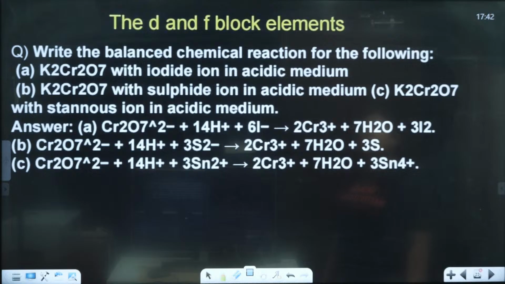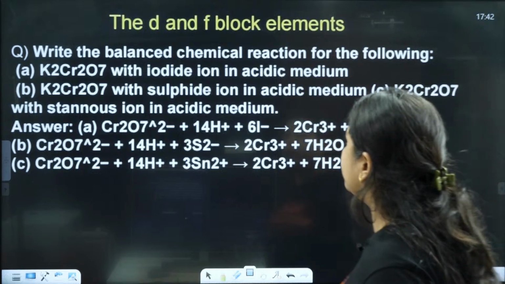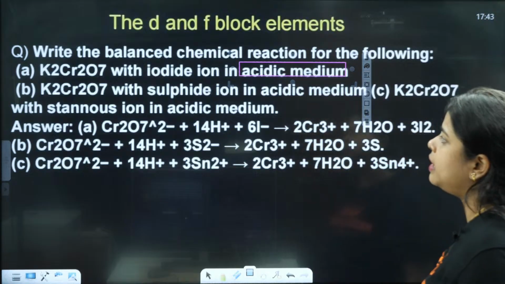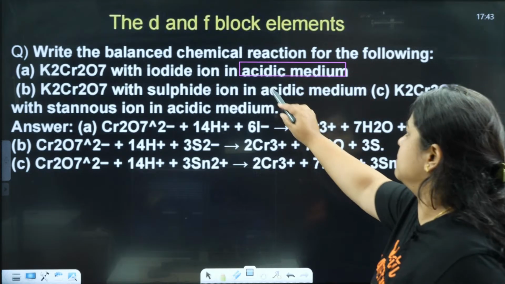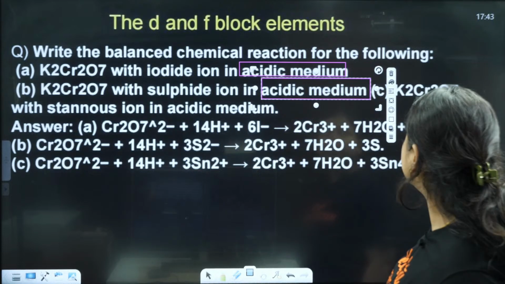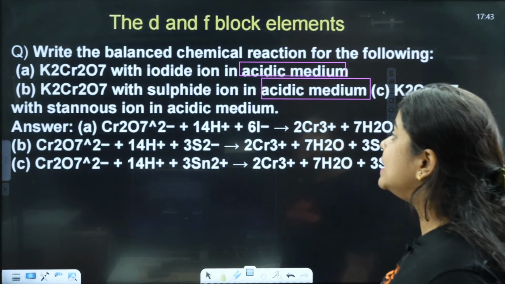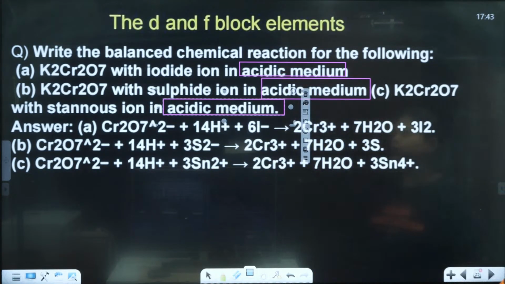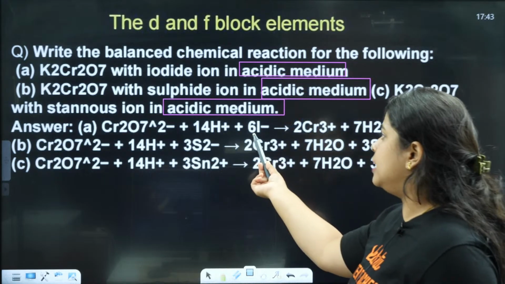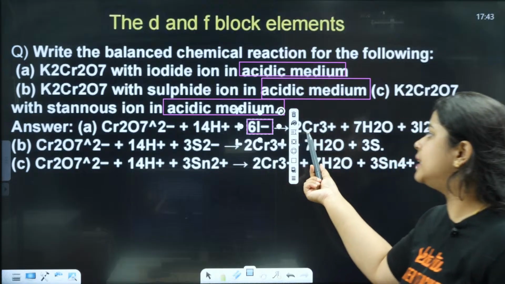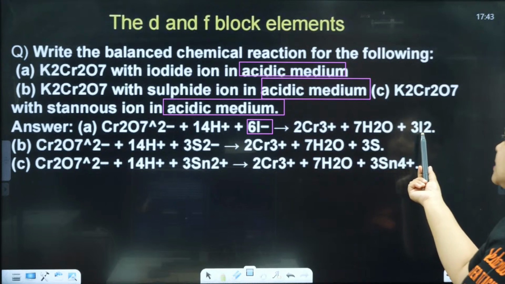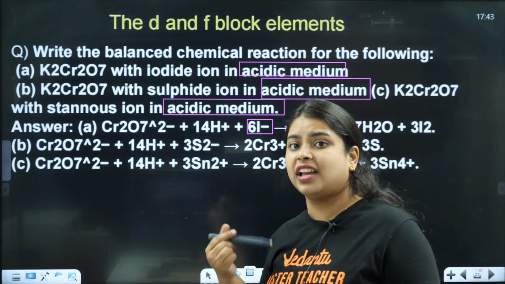Understood? Next question. Write the balanced chemical reaction for the following. K2Cr2O7 with iodide ion in the acidic medium. Second one, K2Cr2O7 with sulfide ion in the acidic medium. Third one, K2Cr2O7 with stannous ion, same acidic medium. First one, K2Cr2O7 reacts with iodide ion. Here look, they have taken 6 iodide ions, and what forms? 2Cr3+ plus 7H2O plus 3I2.